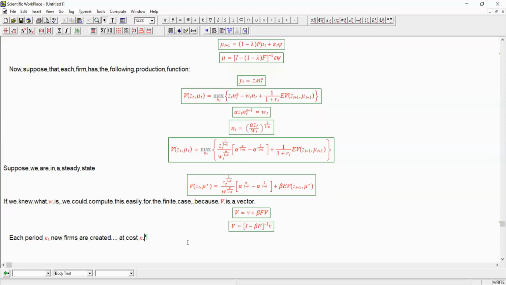And so, what does that mean? This means that in equilibrium, it must be that if there is entry, the value of creating a new firm must equal this cost.